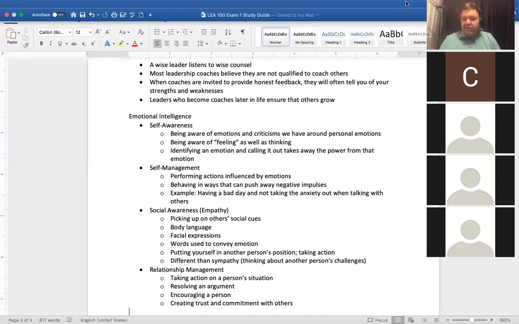Do you need money? Do you need a place to stay? Do you need food? What can I do to help you? Do you need to go out somewhere? Like next time, do you need us to visit you? All that stuff is relationship management. It's the action associated with the social awareness, the empathy. All right, that's a lot of material.